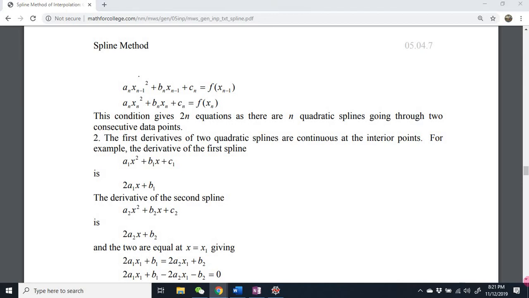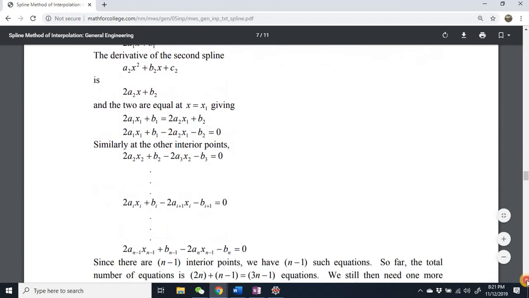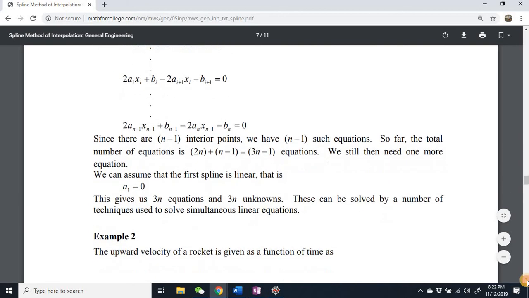Then he gets these derivative conditions, that the derivative of the first equation is continuous with the derivative of the second equation at the point where they join. The first two join at the point x1. So you have to set this derivative equal to this derivative. Okay, so that's going to give you another set of equations, and that gives you another n minus 1 equations. So you're one equation short.